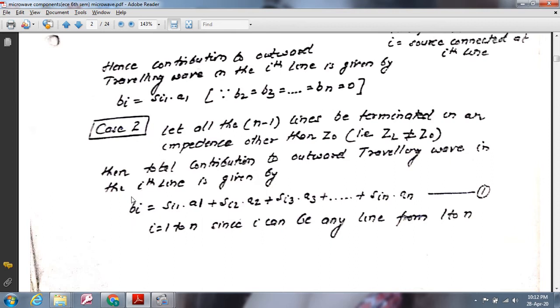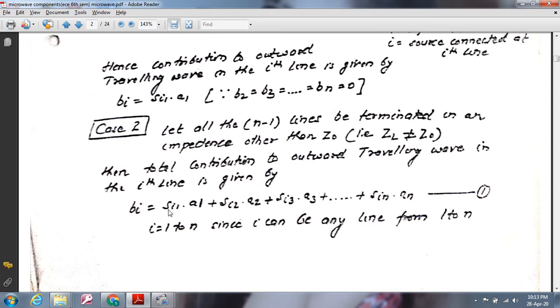Now what is Bi? The total output we obtain at the ith port, provided this is the case. Let all n lines be terminated in an impedance other than Z0, that is ZL is not equal to Z0. Then the total contribution to the outward traveling wave in the ith line is given by Bi. Now Bi we can see is Si1 into A1 plus Si2 into A2 plus Si3 into A3 plus so on up to the last line, that is Sin into An.